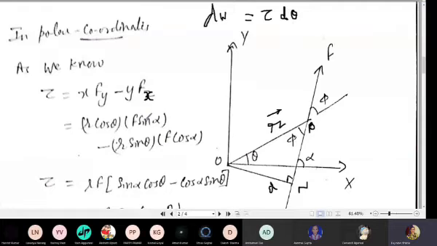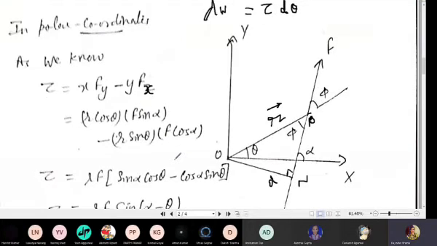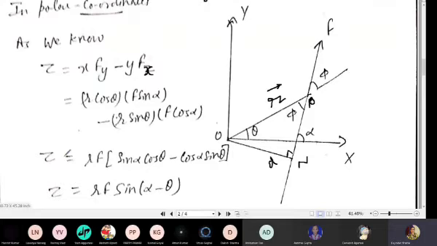Now you can put these values, rearrange the things, and on rearranging you get torque equals rf, which I have taken out. Inside I am getting sin alpha cos theta minus cos alpha sin theta. So this is the formula in trigonometry. You can write it as sin of alpha minus theta. So I want to take the value of this alpha minus theta.